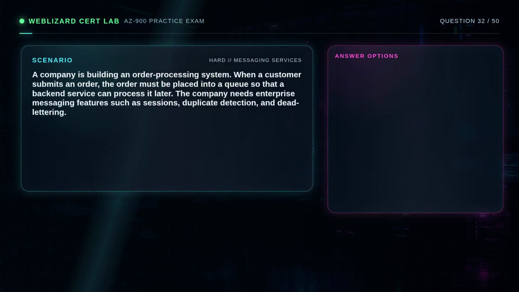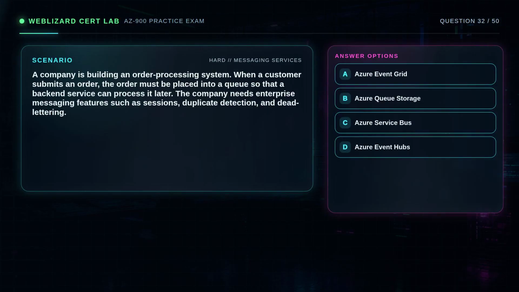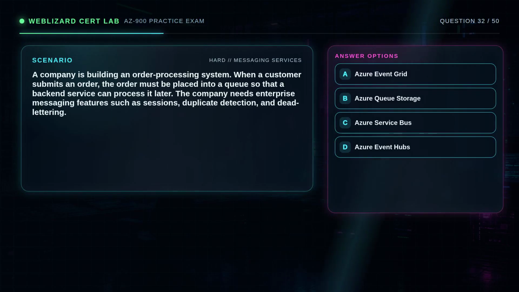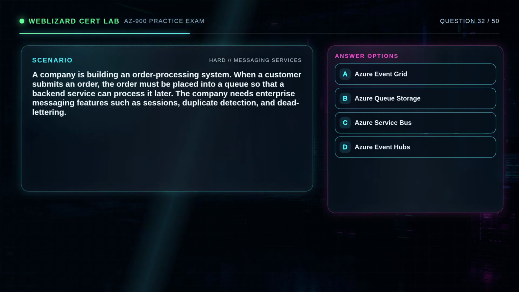Question 32. A company is building an order processing system. When a customer submits an order, the order must be placed into a queue so that a back-end service can process it later. The company needs enterprise messaging features such as sessions, duplicate detection, and dead lettering. A. Azure Event Grid. B. Azure Queue Storage. C. Azure Service Bus. D. Azure Event Hubs.